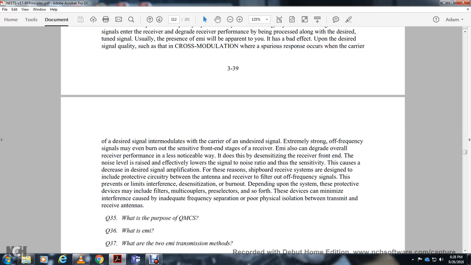EMI can also degrade overall receiver performance in a less noticeable way. It does this by desensitizing the receiver's front end. The noise level is raised, which effectively lowers the signal-to-noise ratio. Thus, desensitization is caused by a decrease in desired signal amplification.